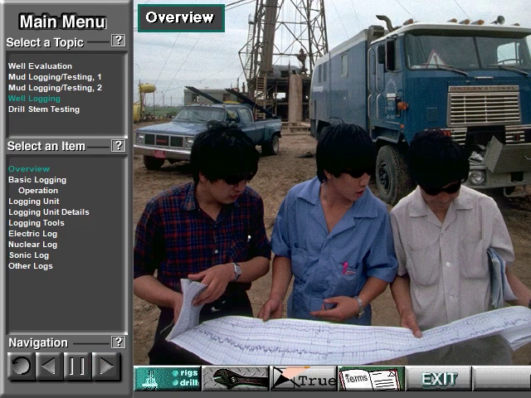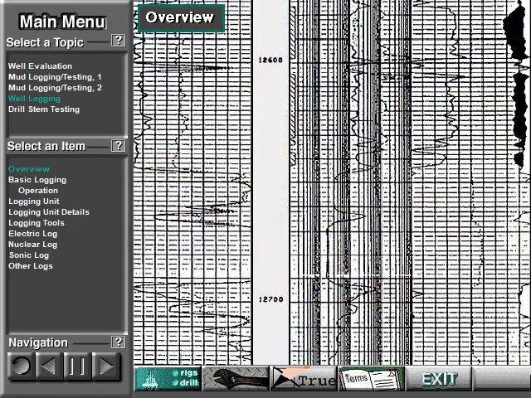In most wells, the owner orders a well log. A well log can reveal whether there is enough oil or gas in a formation to go to the expense of running and cementing production casing to complete the well.